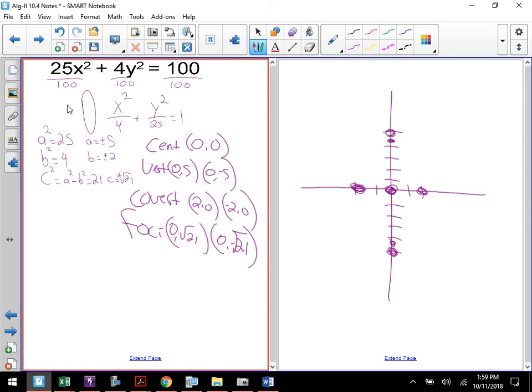Okay. Have I labeled everything? Yeah, what's left to do? Draw the lemon head.